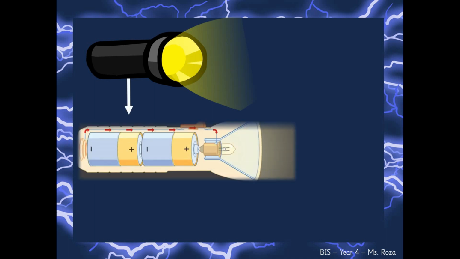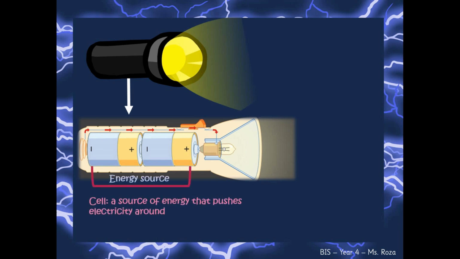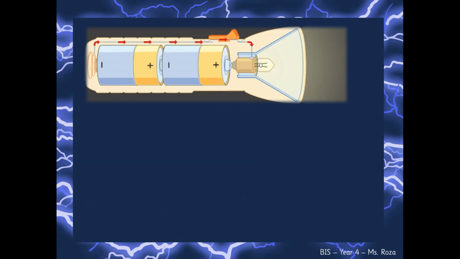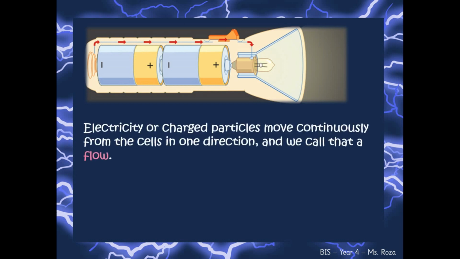Now, if we look inside the torch, we can see that there are batteries in there. These batteries are the source of energy and we call them cells. So cells are a source of energy that pushes electricity around. The flow of electricity in the torch is similar to the flow of water in a stream. Just like is shown in the picture, electricity, or we can say charged particles, move continuously from the cells in one direction and we call that a flow.